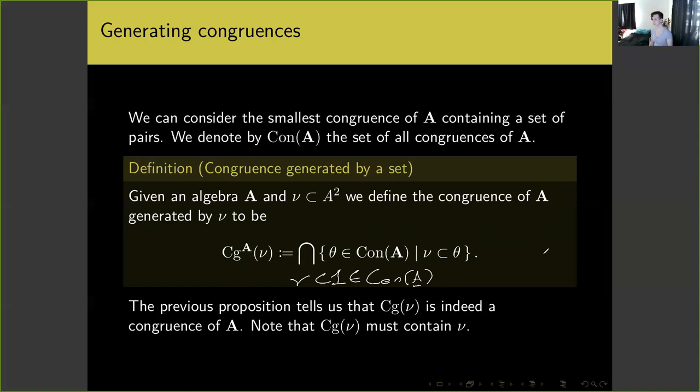So we have a non-empty collection, and no matter how many things which contain nu we intersect with, so we have nu down here, we have our big full set 1, which is A squared, and then we'll intersect it with a bunch of other things which also contain nu, but no matter how many things we intersect with, the resulting congruence is always going to have nu as a subset. Even though nu itself can just be any relation, any binary relation. It doesn't have to be an equivalence relation or a congruence or anything.